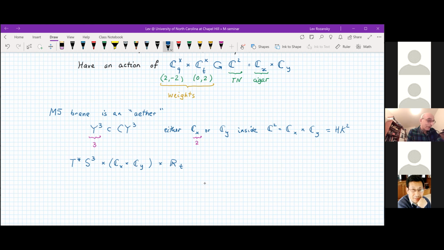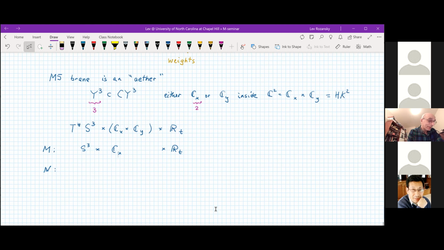So now let us bring in M5s, which wrap S3 cross CX cross, or span rather, wrap is a physics lingo, and N, which wrap S3 cross CX. Oh, sorry, cross CY, of course. Cross RT.